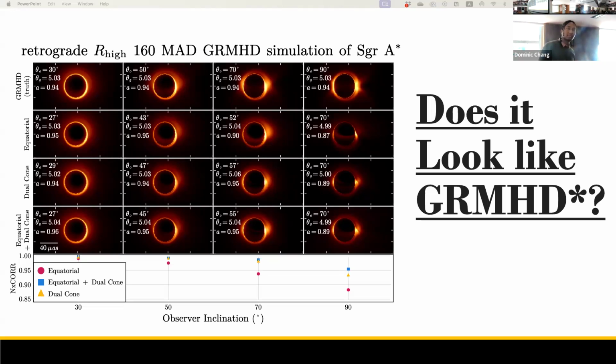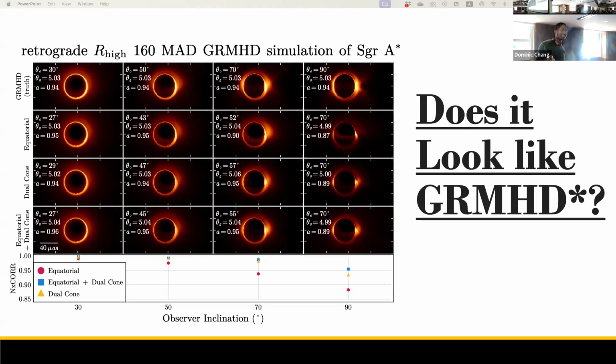What you see from that is not only do the models essentially reproduce the image, but they reproduce the image with fairly accurate parameters. For example, this equatorial model infers an inclination of 27 degrees, which is only 3 degrees off from the truth. The mass is the same, and the spin is roughly the same. Likewise for the dual cone and equatorial dual cone models. What generally happens is that as you increase the number of emission surfaces, there tends to be an improvement in the fit and the inferred parameters, but the dual cone tends to be good enough, at least for our sources.